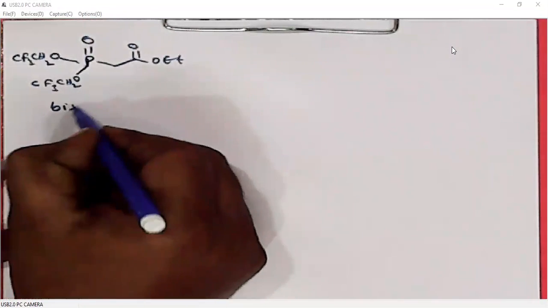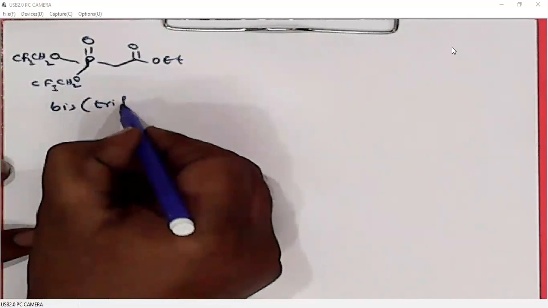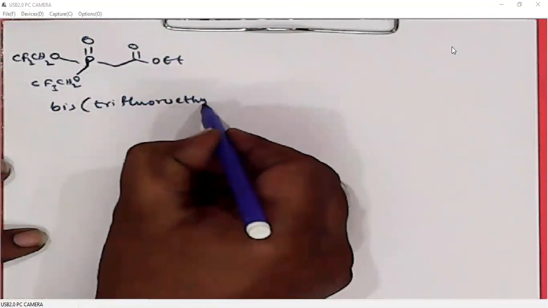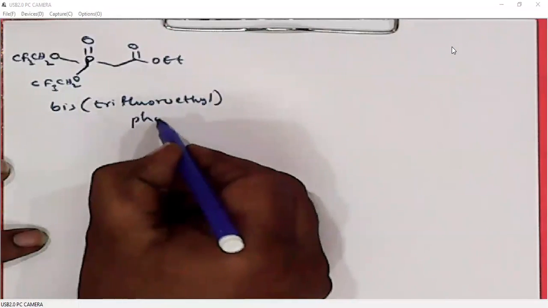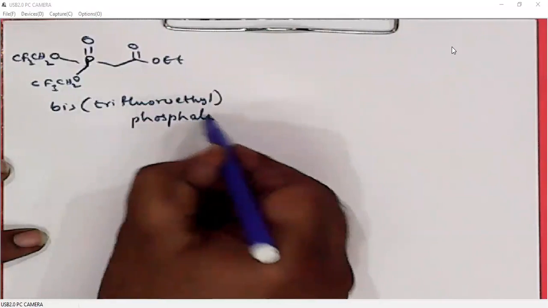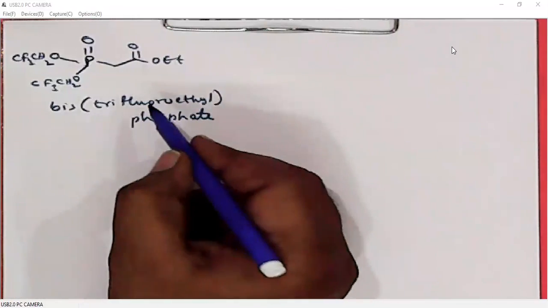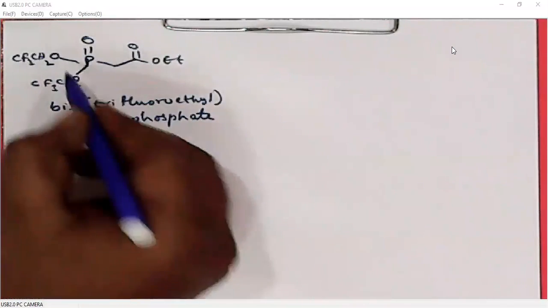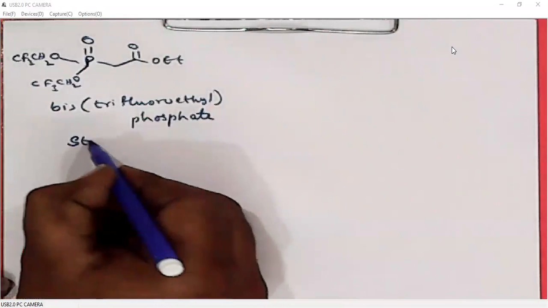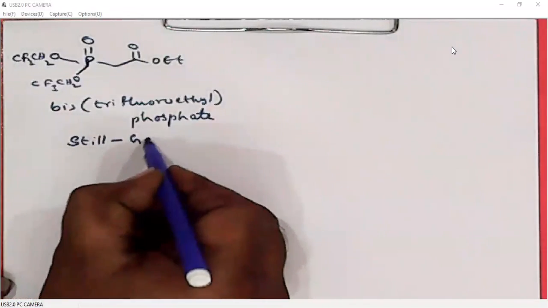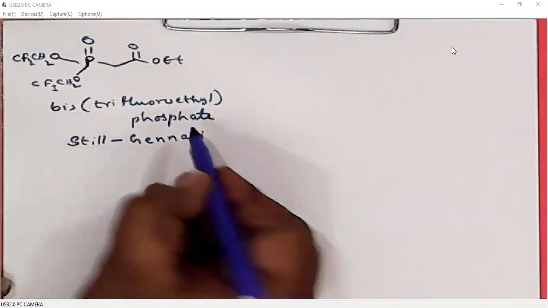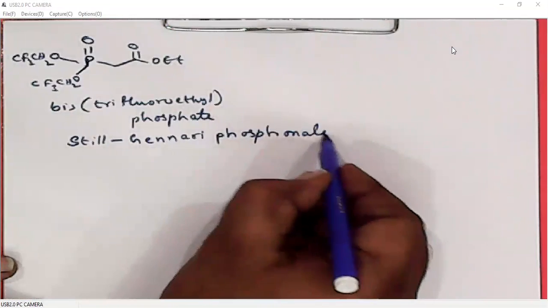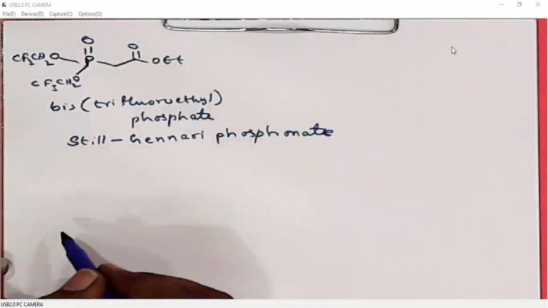This is called bis(trifluoroethyl) phosphonate. I am not writing the complete name; I am writing this part only. It is called the Still-Gennari phosphonate.